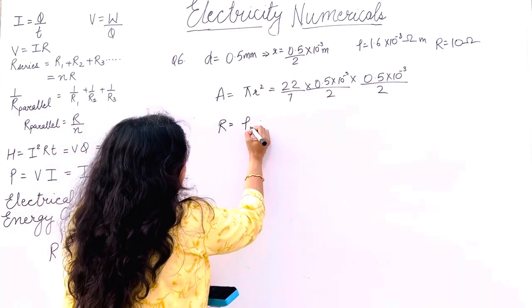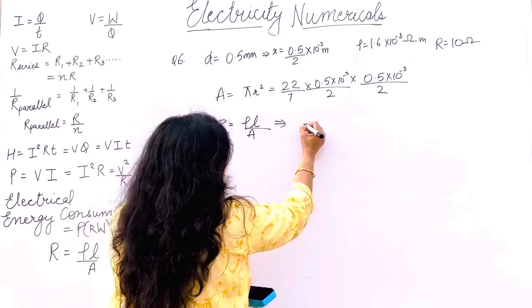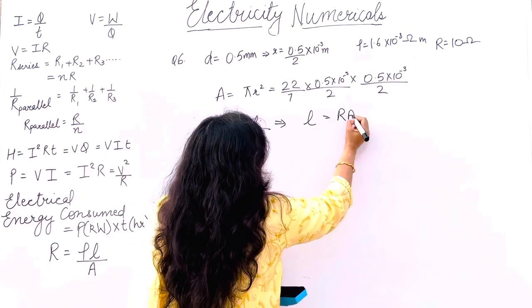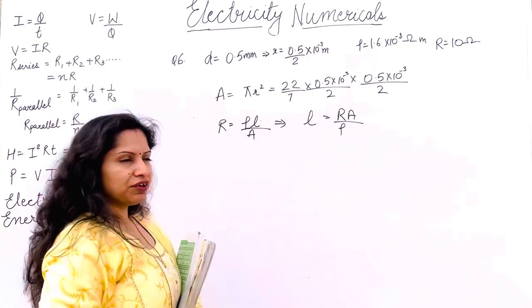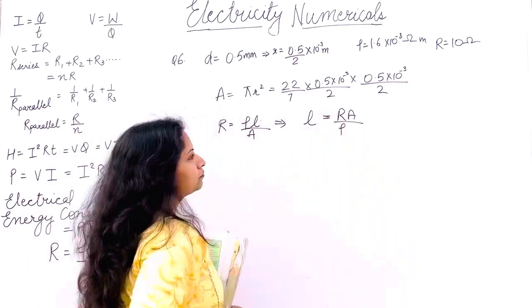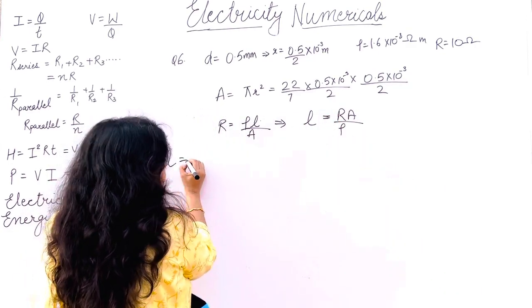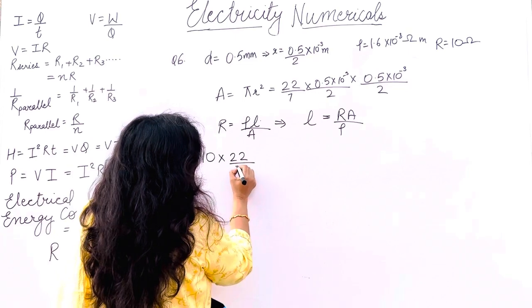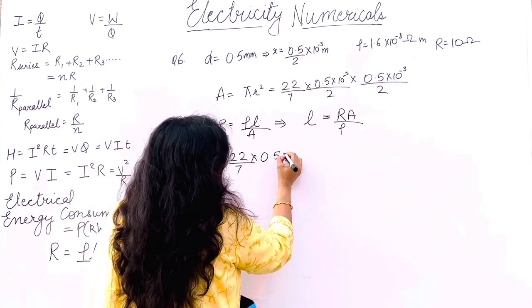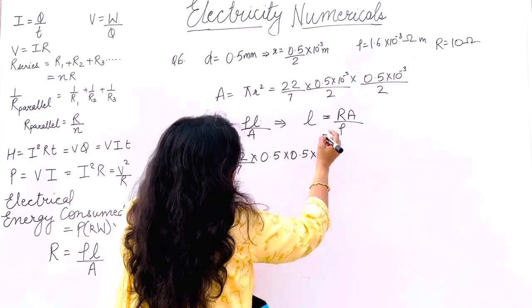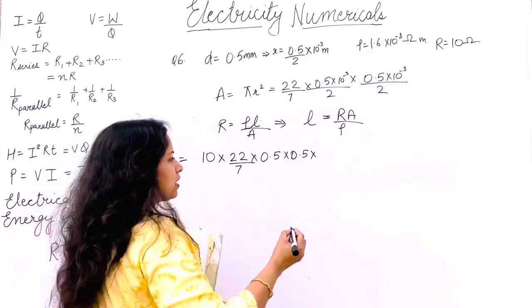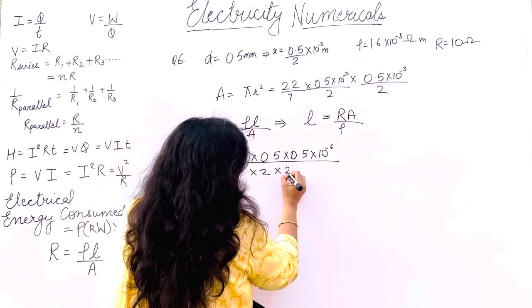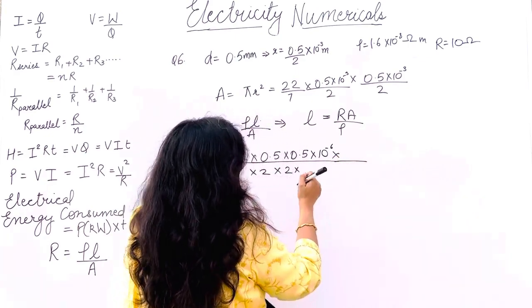So R is equal to rho L upon A. To find the length, L is equal to, we'll cross multiply, R into A upon rho. I hope this much is clear to everyone. Now just put the values. L is equal to, what is the value of R? 10. What is the value of A? 22 upon 7, 0.5 into 0.5 into 10 to the power minus 3 two times, it will become 10 to the power minus 6. That is how exponents are multiplied. 2 into 2, that we have written the area.